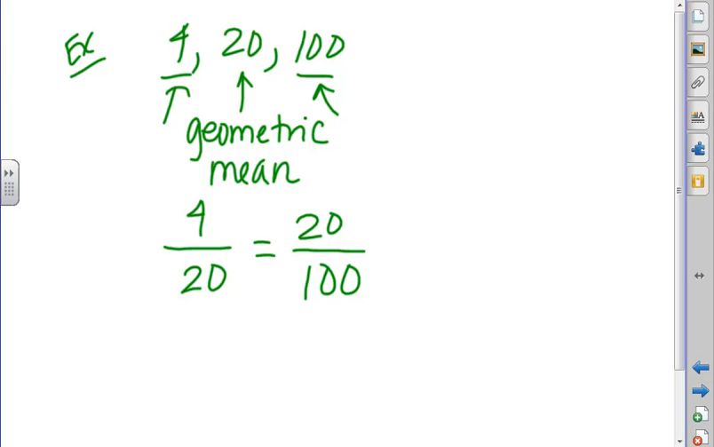If you remember, in a proportion, we find that the product of the means is equal to the product of the extremes. So 20 times 20 is 400, and so is 4 times 100. This fact sometimes allows us to figure out different terms in a geometric sequence because of this particular relationship. So let's make this a little more complicated to prove that point.